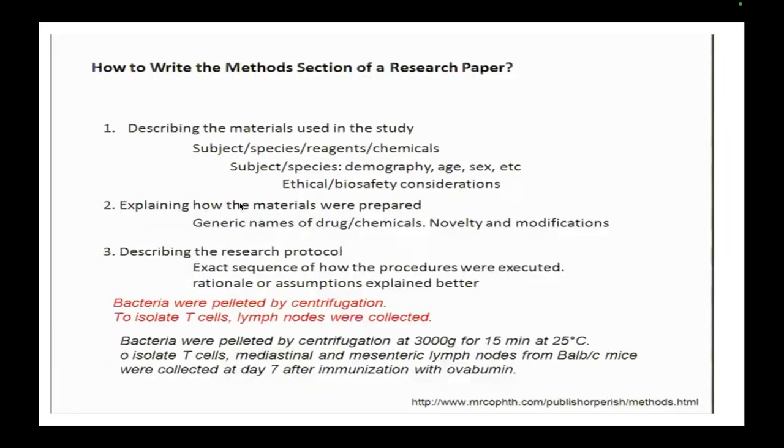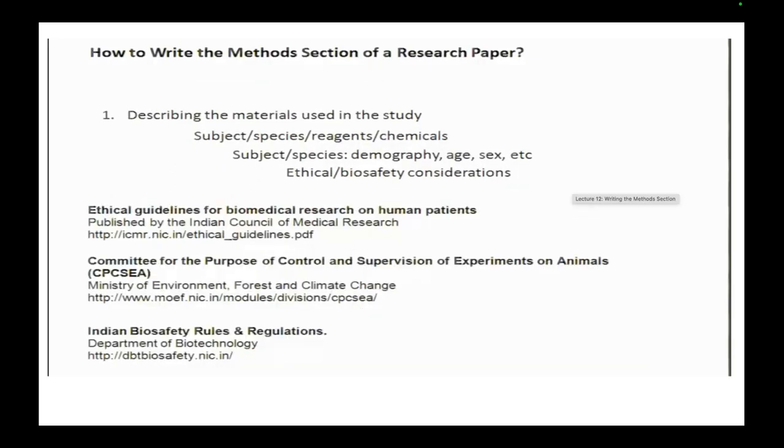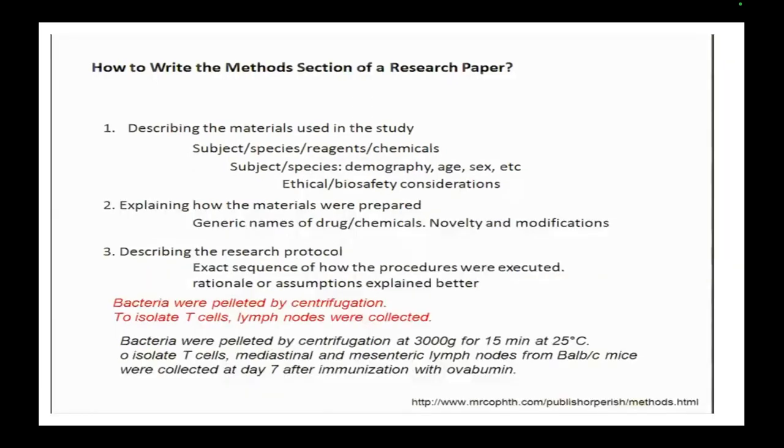Second thing is explaining how the materials were prepared. In your method section, you have to mention this. If you are using animals, you will mention the sex, demography, and species, and at the same time you will mention that you have taken approval from the animal ethics committee, and this is the approval number. With the approval number, you have to mention all these things, or for human studies, whatever ethics committee you took approval from.